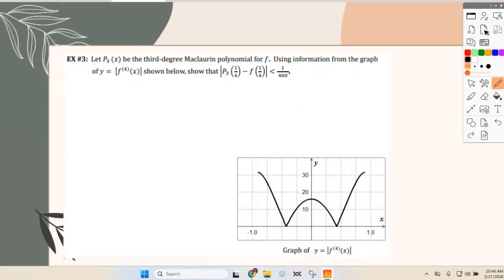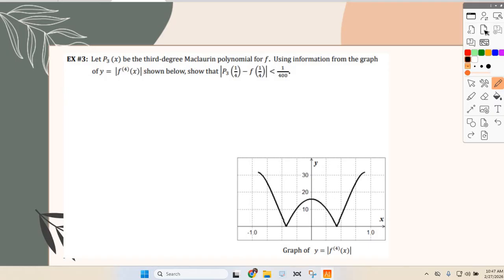Great. Let's look at one last one, which is given to you from a graph. So we've looked at just given a property, we've looked at given 2 different functions, and now we're going to look at given a graph. So this says, let p sub 3 of x be the 3rd degree Maclaurin polynomial for f. Using the information from the graph of y equals the 4th derivative of f shown below, show that p sub 3 of 1/4 minus f of 1/4 is less than 1/400.